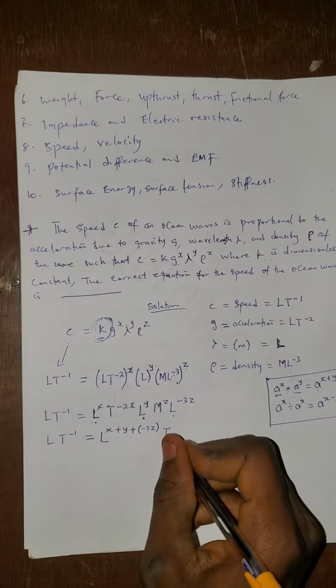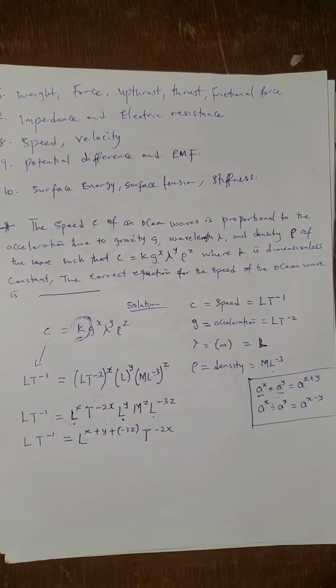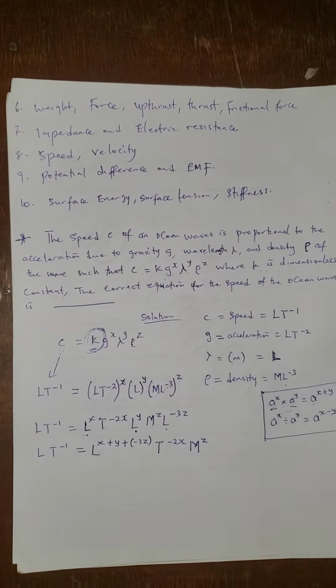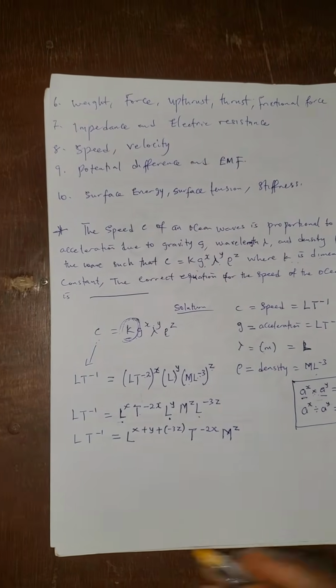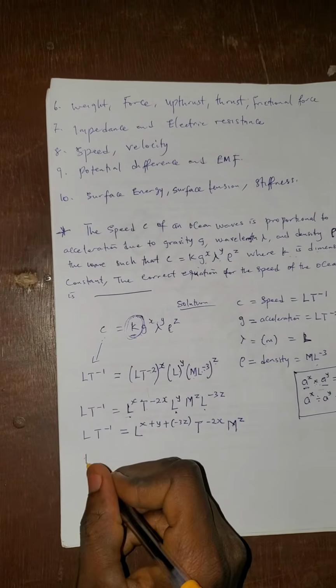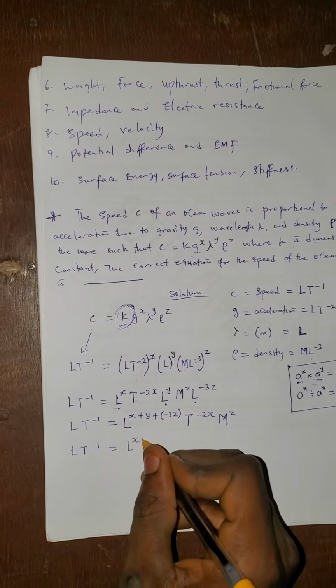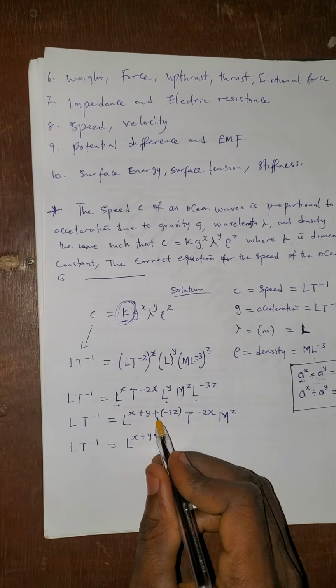Then the next one we deal with is t. And t here we only have 1, and it's only raised to power minus 2x. And we have the next one to be m, and m here is raised to power z. Now with this, we have LT raised to power minus 1 to be L raised to power x plus y. So don't forget, we have to open this bracket.